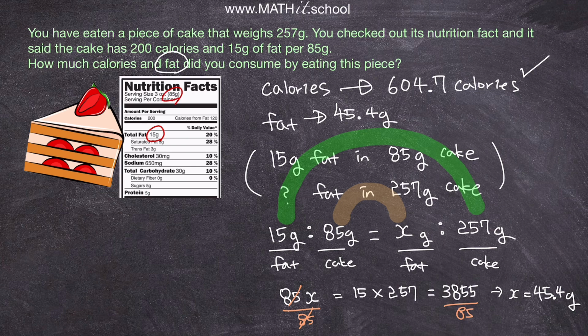All right, so that was it. My final answer, therefore, is 604.7 calories and 45.4 grams of fat in a piece of cake that weighs 257 grams. So it's definitely much more than the 200 calories that the nutrition facts stated. So always be very careful. I hope this helps not only in math but in your life as well, and also in your diet journey in times to come.